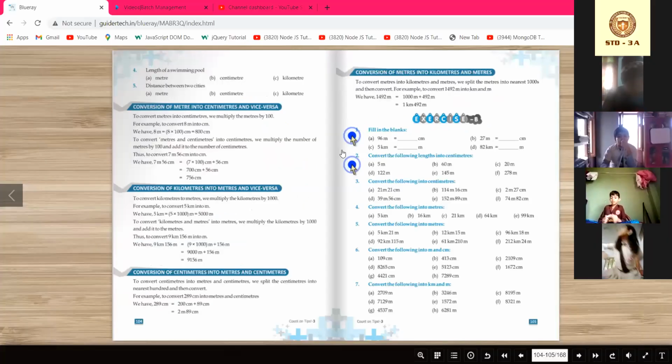First exercise B, question number one, fill in the blank. Here you can see 96 meter equal to dash cm. That means you need to convert 96 meter into cm. In a similar way, question number C, 5 km equal to dash meter. That means you need to convert this kilometer into meter. Let's do this.